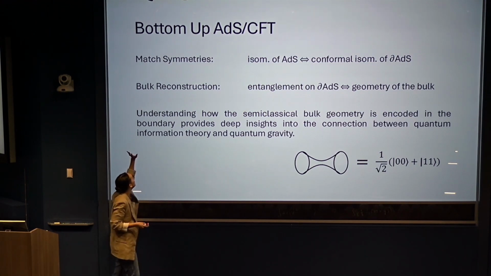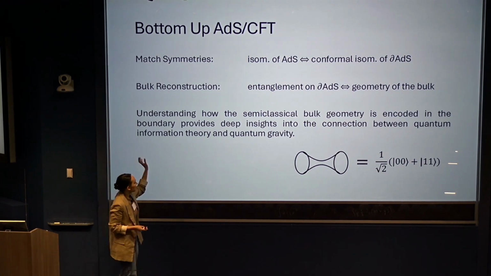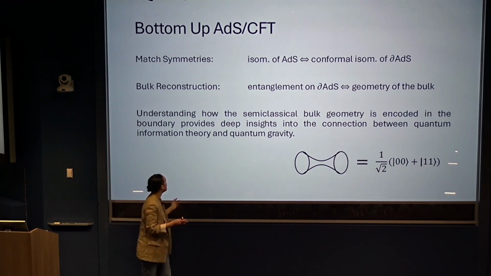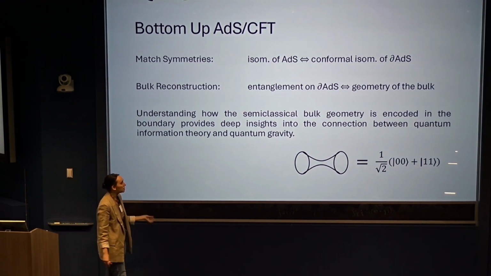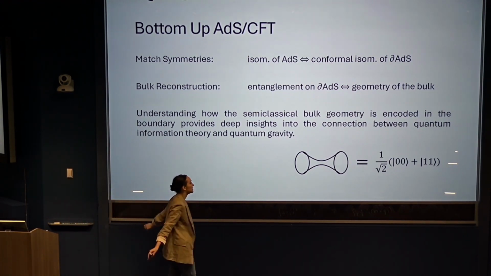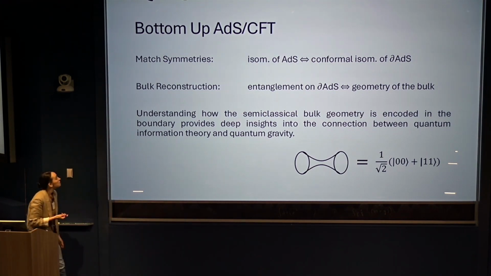Ignoring flat space for now, the point would be that if we understand how semi-classical bulk geometry is encoded in the boundary, we get some fun, deep insights into the connection between quantum information theory and quantum gravity, and wouldn't it be lovely if we could exploit that or see how that arises in our flat hologram? So that's going to be the motivation.